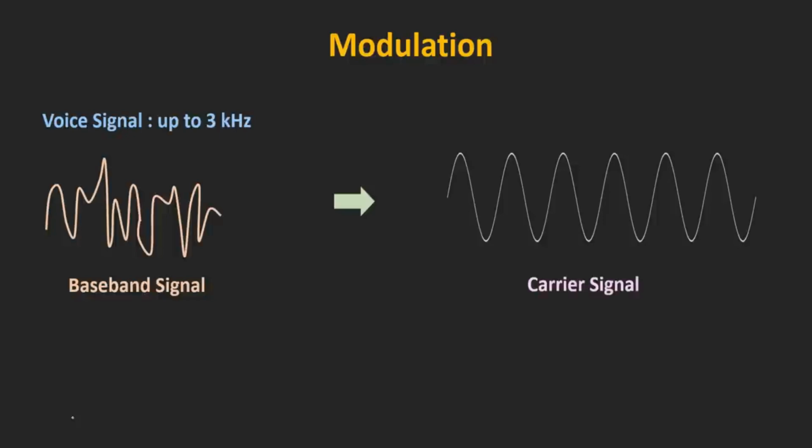But the question is how to impose this message or baseband signal onto a carrier signal. Now we know that any signal has three basic properties: amplitude, phase and frequency. So modulation is the process where one of these properties of the carrier signal, like the amplitude, phase or frequency, is changed according to the baseband signal. Based on which property is changed, there are different types of modulation.